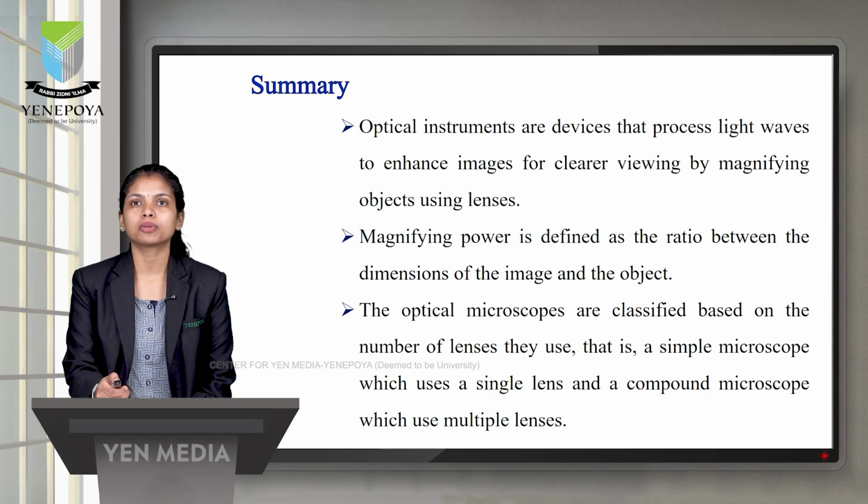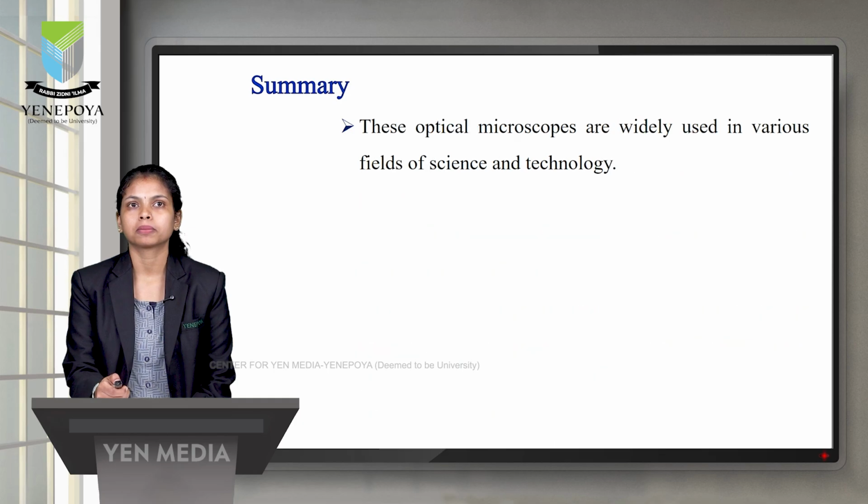Summary: optical instruments are the devices that process light waves to enhance the images for clearer viewing by magnifying objects using lenses. Magnifying power is defined as the ratio between the dimensions of the image and the object. The optical microscopes are classified based on the number of lenses they use, that is, a simple microscope which uses a single lens and a compound microscope which uses multiple lenses. These optical microscopes are widely used in various fields of science and technology.